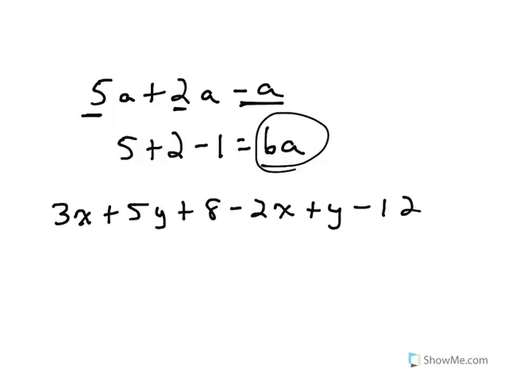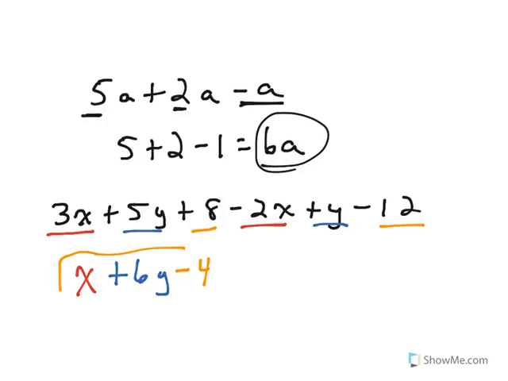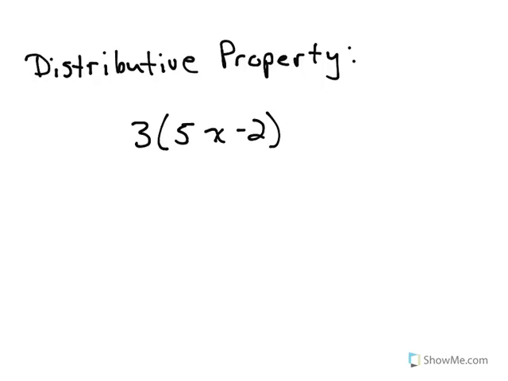So we will pick out our like terms and combine them. And when they say combine, they mean add or subtract. Here we have a 3x minus 2x. That gives us 1x, or just x. We have a 5y plus a 1y. That gives us 6y. And finally, our constants, 8 minus 12 is negative 4. Final answer is x plus 6y minus 4.